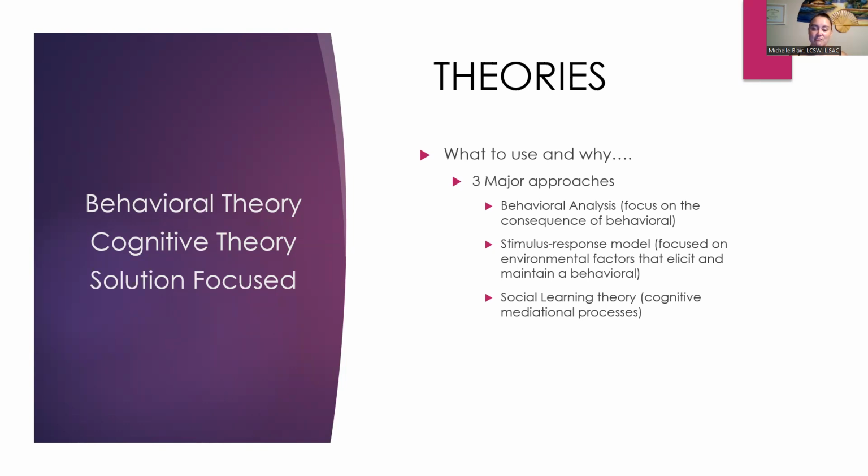Then the cognitive theory is where we're using our brain and our thoughts to then change our environment. And of course, like I said here, stimulus response model focus on environmental factors that elicit and maintain a behavioral change. So it's like, how do we think about things? How do we process things? And then how do we use those thoughts to then change our behaviors? And then, of course, we have solution focus, which is a social learning and problem solving type of theory and focus. And so we'll go into that a little bit more.